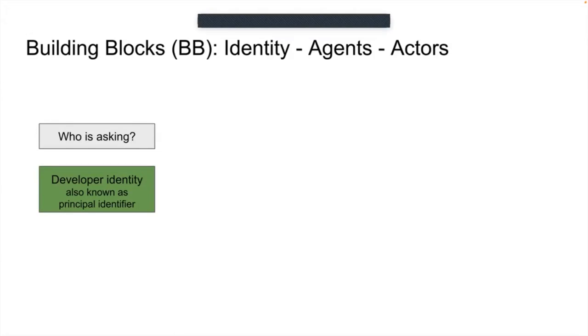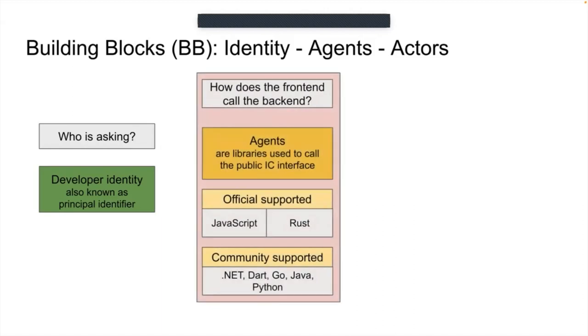The second building block are agents. Agents are libraries used to call the public Internet Computer interface, and in fact, agents do the heavy lifting for us. Currently, agents are supported for two languages, JavaScript and Rust. Please note, you can use JavaScript also on the Node.js side.